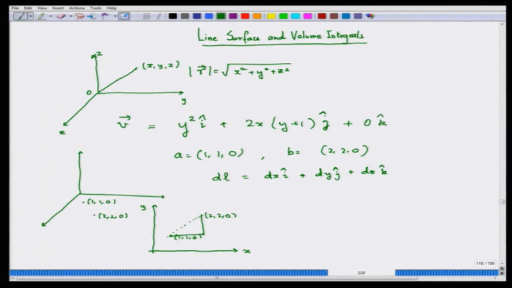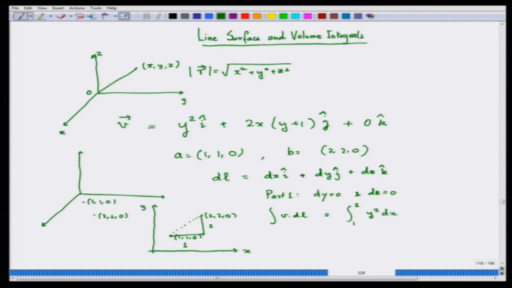Along this path, I first move from x equal to 1 to x equal to 2, and I do not make any change in the levels of y and z. This is the first part of the path, and this is the second part of the path. In part 1 of the path, dy is 0 and dz is 0, there is no change in y and z. So, basically I have the dx part. Integral v dot dl, with x changing from 1 to 2, so v dot dl is y square dx.